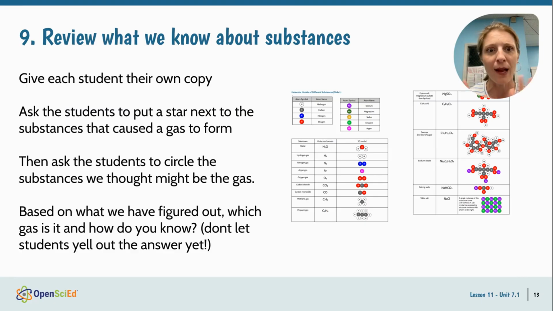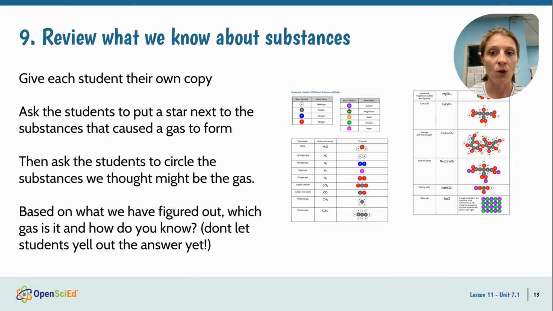And they're going to start to realize, like, oh my gosh, we know these substances. They're the ones that are in the bath bomb. Bingo! So as soon as you start to hear that, you're then going to ask the students to take a quiet moment to put a star next to the substances that cause the gas to form. Now, don't tell them the answer. Let them do this on their own. They should be putting a star next to citric acid, baking soda, and water.